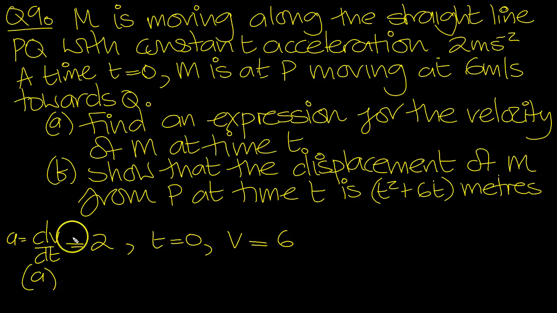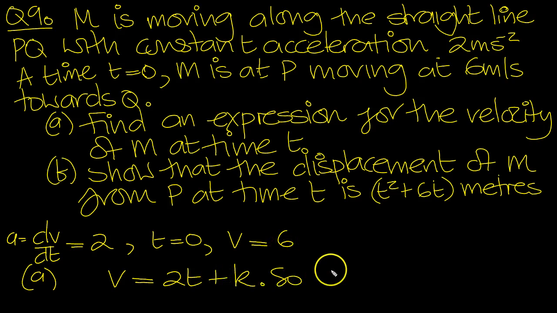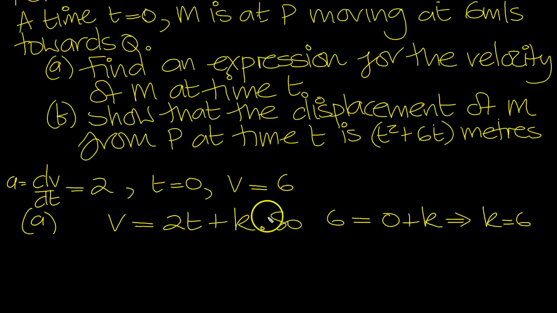For the velocity, if the acceleration is 2, integrating with respect to t both sides, v is equal to 2t plus k. Imposing the initial conditions, 6 is equal to 2 times 0, plus k. That tells us k equals 6. So the expression for the velocity in part A is v equals 2t plus 6.